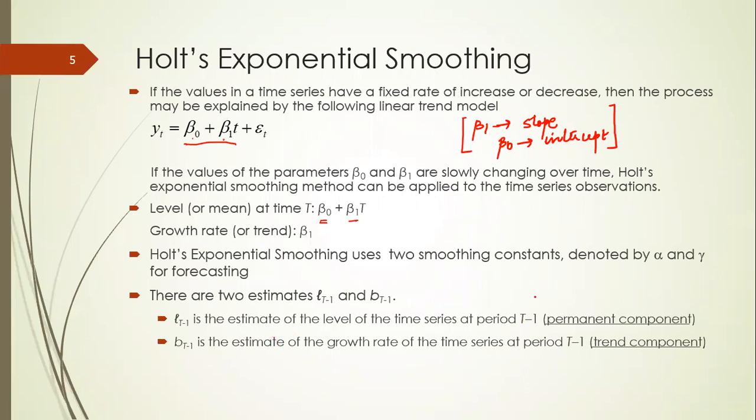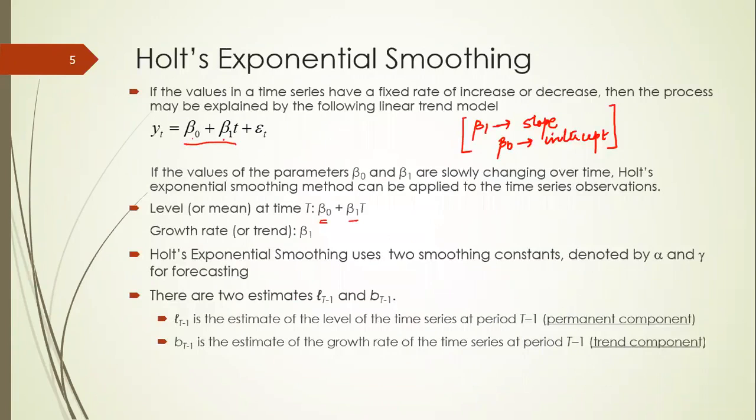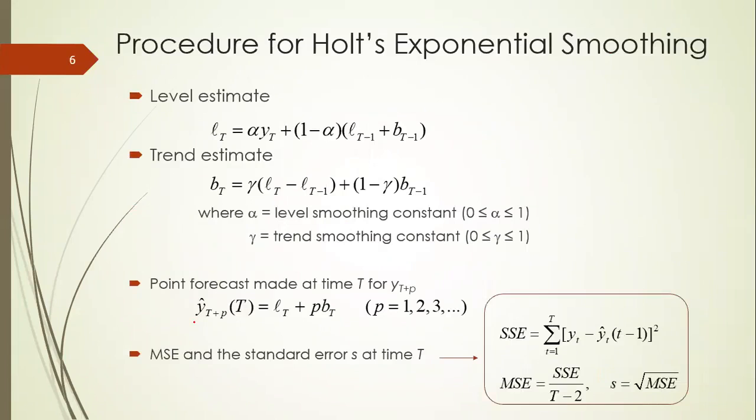So if you see in the last methodology, after simple exponential smoothing is done, it's done. It doesn't carry on any further because it is not dependent on time. But B(t-1) is the estimate of the growth rate of the time series in the last period, and this is the trend component. So this is what will keep on varying over time, and we'll see the details over here.